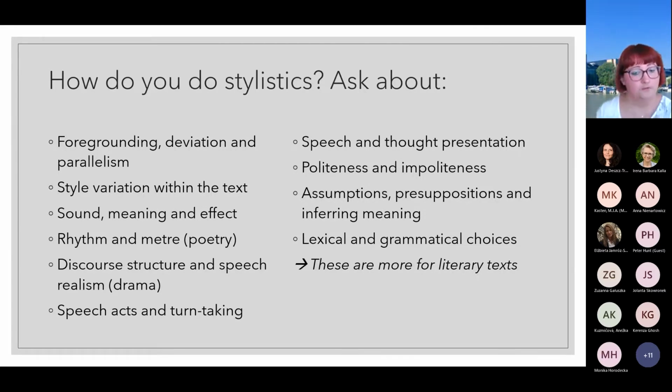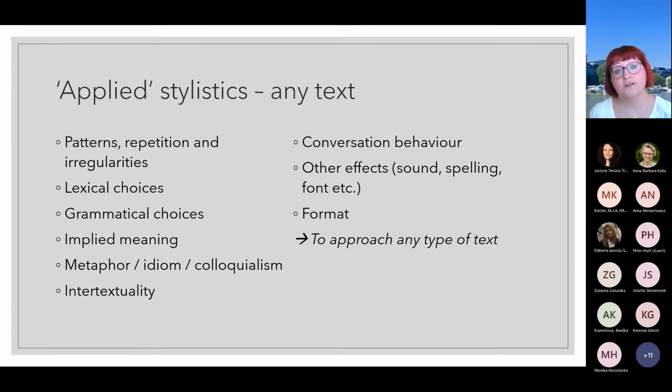So I'll give you references at the end, but there's a book analyzing the language of prose, drama, and poetry, or poetry, prose, and drama, by Mick Short, and it gives you literally checklists, questions to ask for each type of text. They are useful for more literary text, but as I said, what I'm trying to convey today is that this approach is useful for any type of text you want. So I call it applied stylistics.